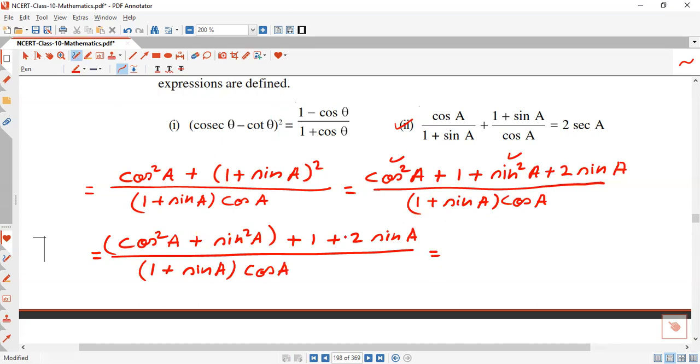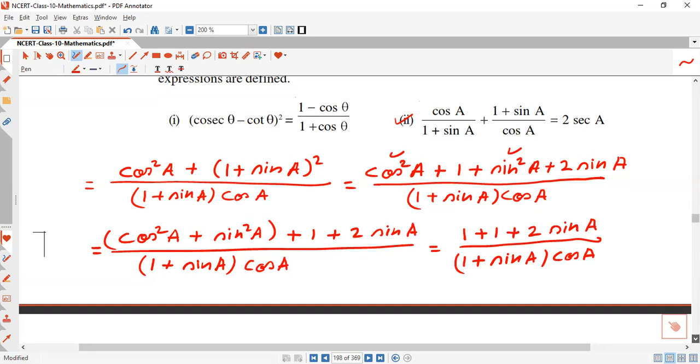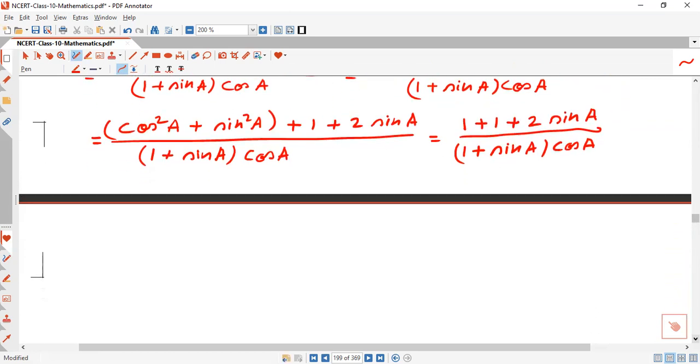Cos square A plus sine square A equal to 1, you know very well. So 1 plus 1 plus 2 sine A, divided by 1 plus sine A multiplied by cos A. 1 plus 1 equal to 2, so you see here 2 plus 2 sine A divided by 1 plus sine A multiplied by cos A.